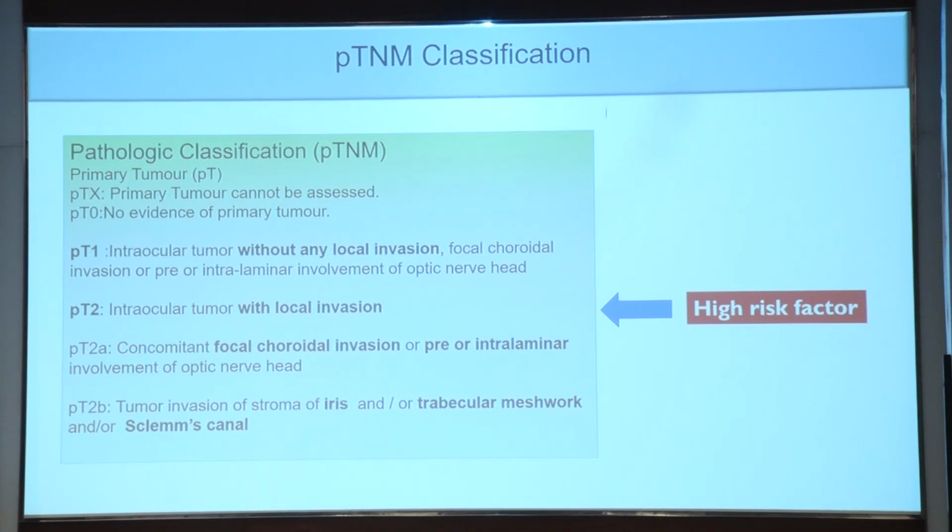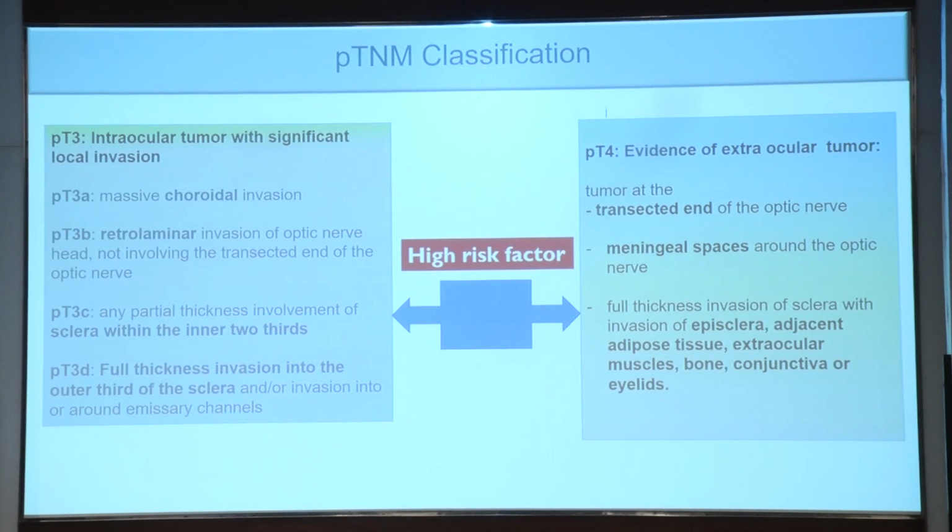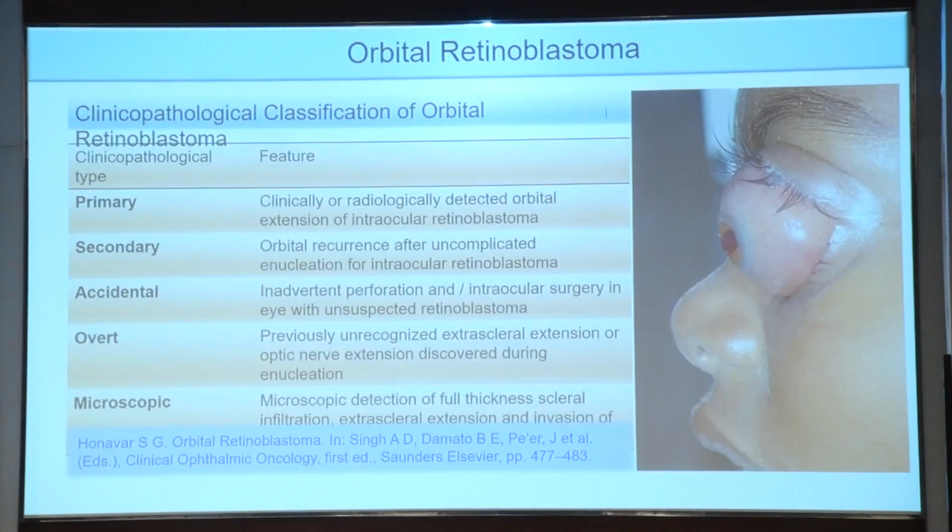That is a high-risk feature. So pT1, no high-risk feature. pT2, yes, high-risk feature. pT3, lots of high-risk features: massive choroidal invasion, retrolaminar invasion of the optic nerve, scleral involvement, full thickness involvement of the sclera, and these are the high-risk features pathologically for retinoblastoma. And pT4, as clinically, you know, pathologically also, if there is evidence of extraocular extension, it is pT4.